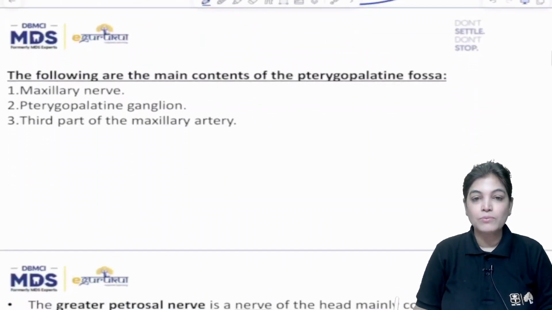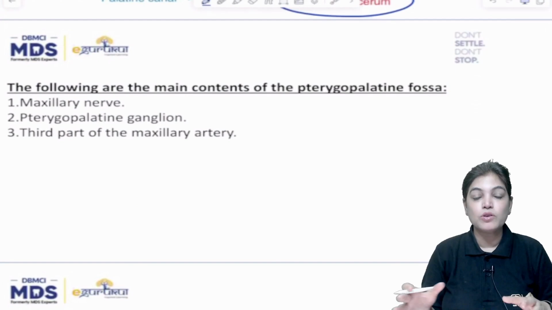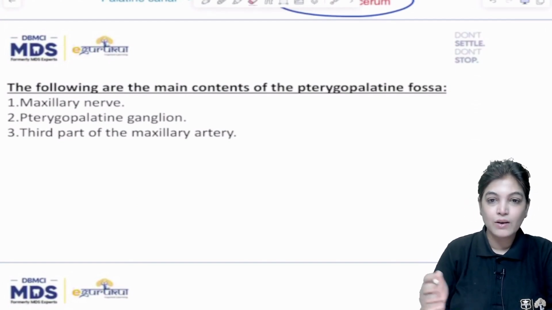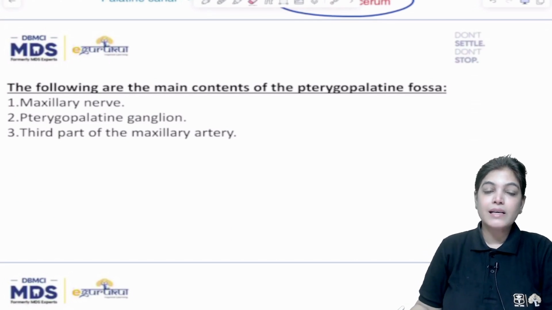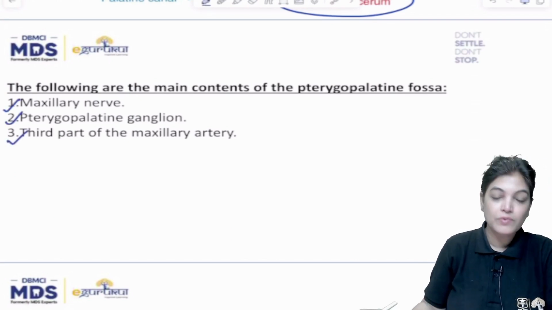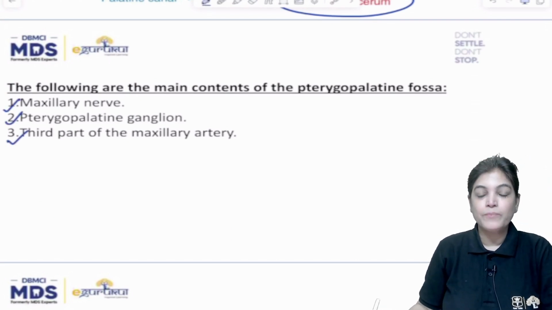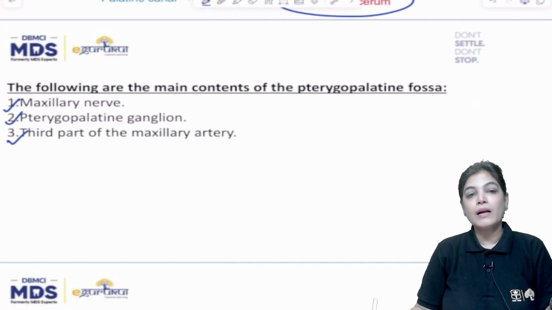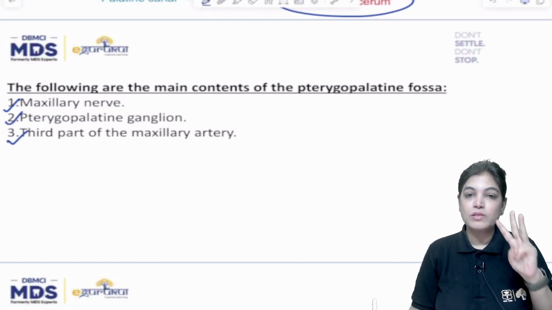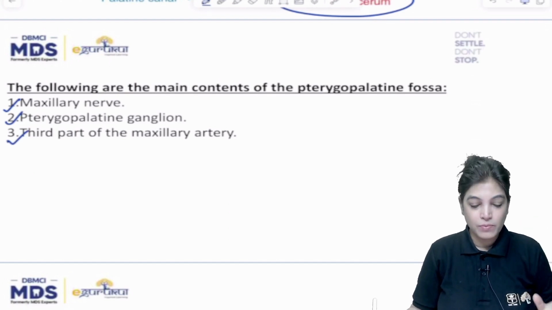Now thereafter I would come to the most important content of pterygopalatine fossa. The most important content is the maxillary nerve. What is the maxillary nerve? It is the second branch of the trigeminal nerve. Then the pterygopalatine ganglion, which is also called the sphenopalatine ganglion or ganglion of hay fever, and the third part of maxillary artery. The maxillary artery is divided into three parts by the lateral pterygoid muscle, the key muscle of the infratemporal region. So third part of maxillary artery, pterygopalatine ganglion and maxillary nerve are the three most important contents of pterygopalatine fossa.